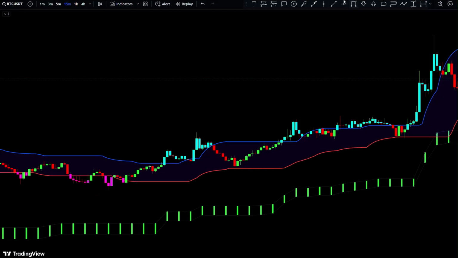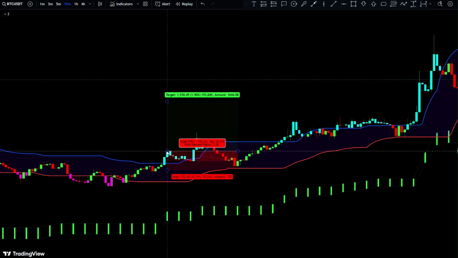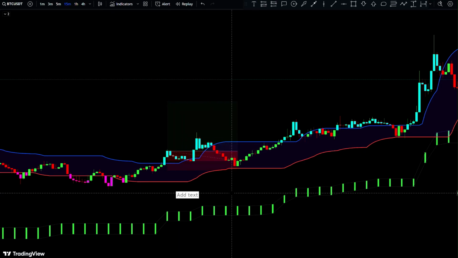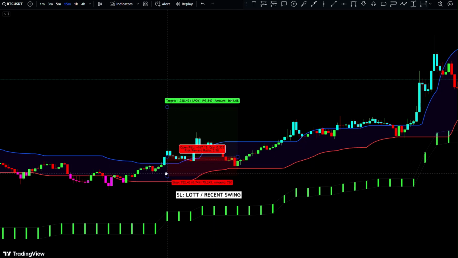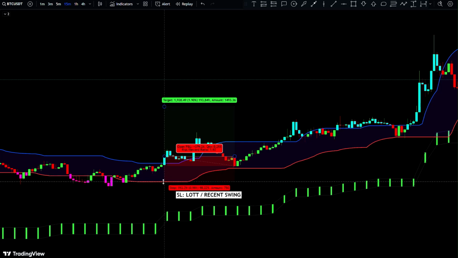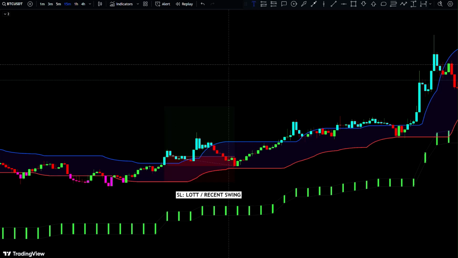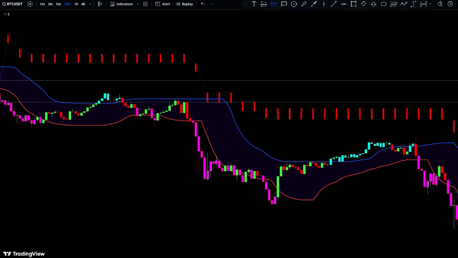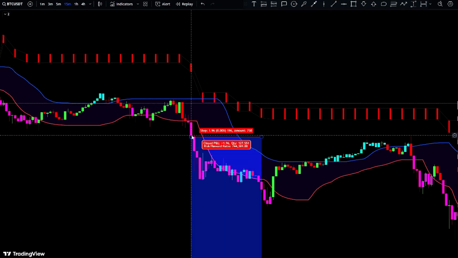Got it? For stop loss, if you're buying, your best bet is the LOTT line or the most recent swing low. The LOTT line is a good support level, so if the price breaks below it, it's a sign that the uptrend may be losing momentum. The most recent swing low is also a good support level, as it represents the recent low point of the price action. If you're selling, use the HOTT line or the most recent swing high.